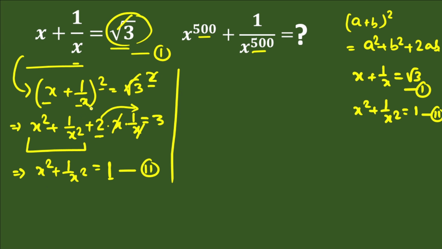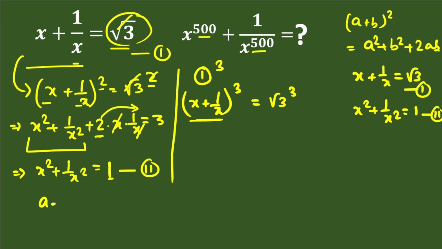Now step 3. From here we'll calculate the value of x cube. For that we'll cube both sides of equation 1. On the left hand side we have x plus 1 over x cubed, and on the right hand side it is square root 3 cubed. Now it is in the form of a plus b whole cube, and we know its formula is a cube plus b cube plus 3 times ab multiplied by a plus b.